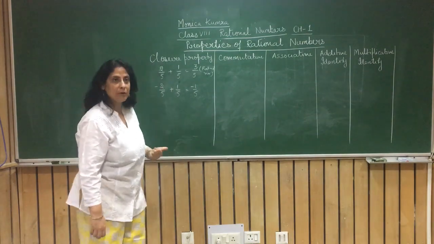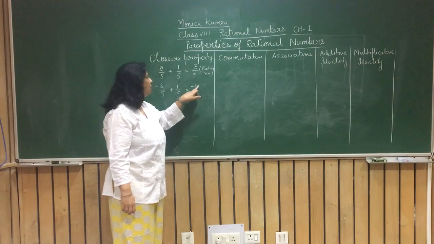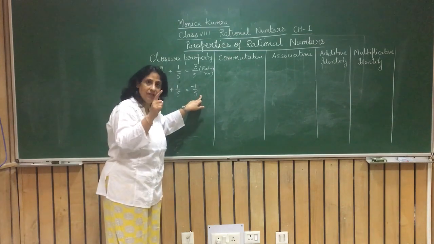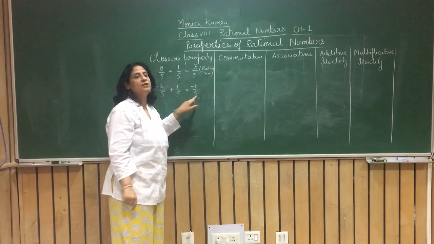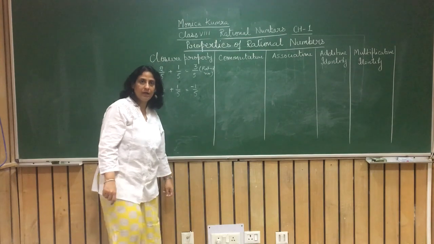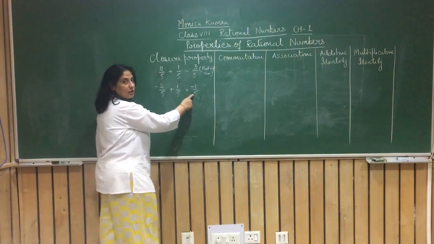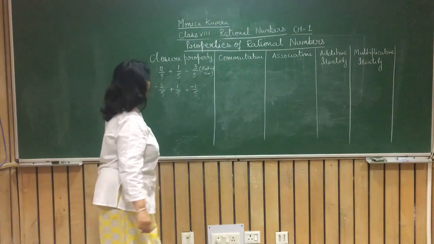And I also told in my first lecture that rational numbers are in the form of P upon Q, where P and Q are integers. And the condition is that Q cannot be 0, meaning the denominator should not be 0. Am I clear? So this is again a rational number. So I can say that rational numbers are closed under subtraction.